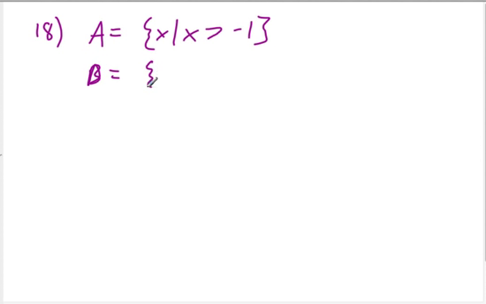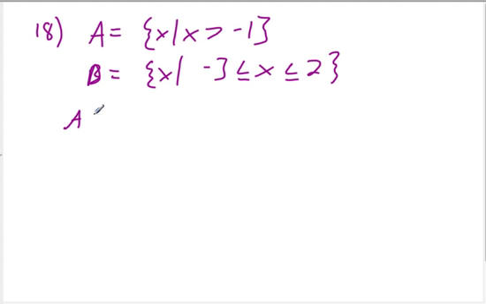So for number 18, it says, suppose the set A is all numbers x greater than -1, and so A is all numbers x greater than -1. And B is all numbers in between -3 inclusive and 2. Alright, so the question is, which statements are true?